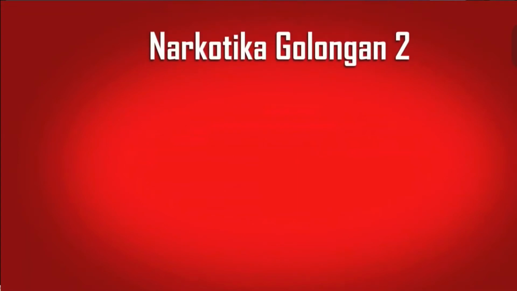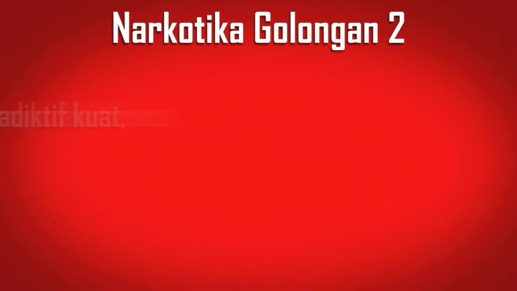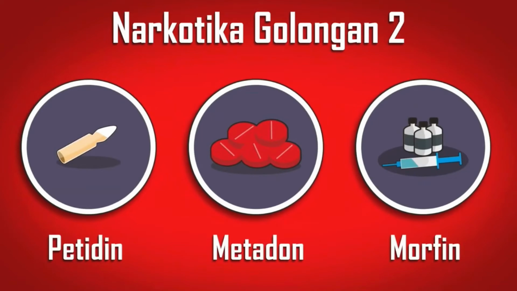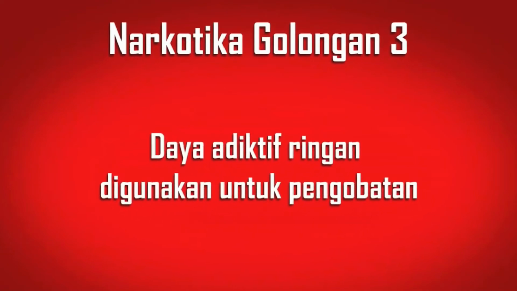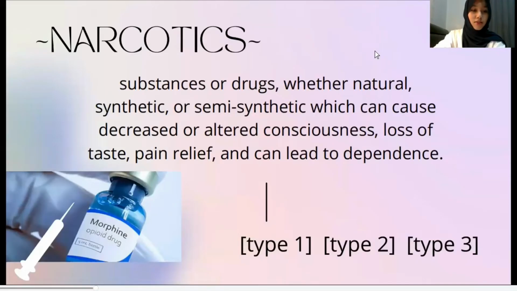And then class 2 narcotics have a strong addictive power, a very dangerous group. Class 2 narcotics can be used for treatment and research. Examples are pethidine, methadone, and morphine. And then class 3 narcotics have mild addictive power and can be used for treatment. For example, codeine.